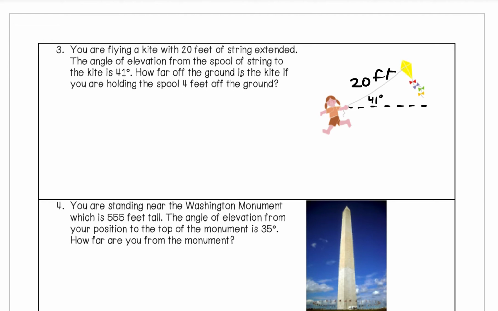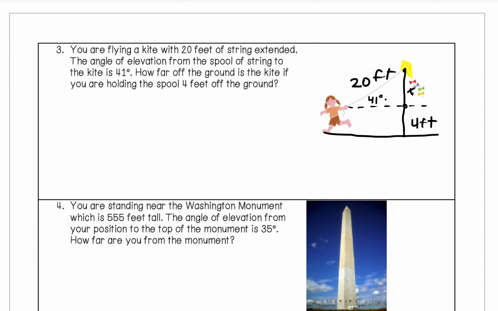We want to know how far off the ground is the kite if you are holding the spool 4 feet off the ground. So I want to know from the kite to the ground. We're going to kind of have to do this in two parts because the height from the ground to the spool is 4 feet, but from that point, 4 feet above the ground up to the top of the kite is what we don't know, so we're going to label that as our x. We have enough information here, though, to use one of our trig ratios and solve for that amount.